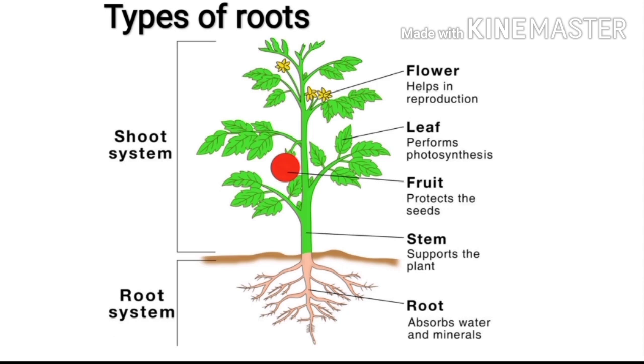Now children, the main two important parts of plant is root system and shoot system. Here you can easily see in this picture, root system usually grows under the ground, while shoot usually grows above the ground. The shoot has different parts called stem, leaves, flowers and fruits.